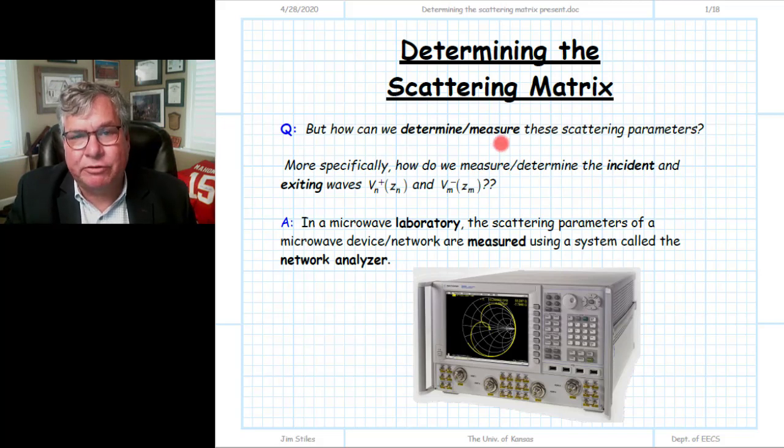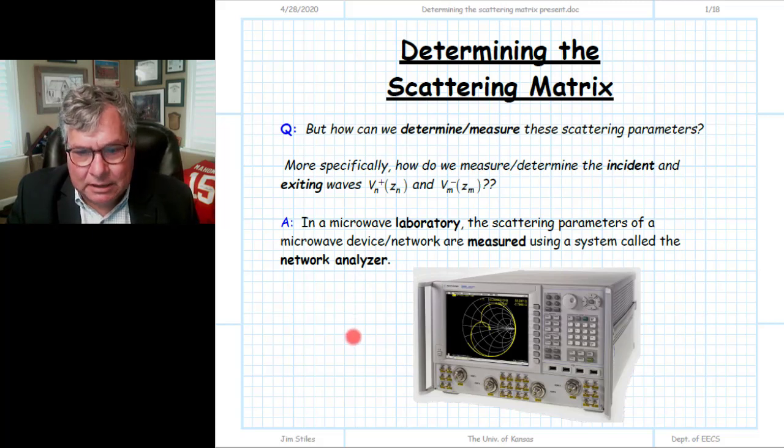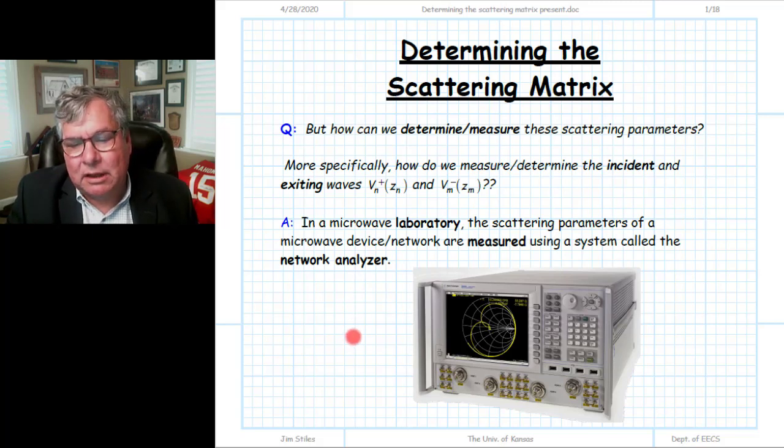The first is, how do we measure the scattering parameters in a laboratory? If we have a physical device that we've purchased or we've designed and built, how do we go through and figure out what these scattering parameters are? There is a piece of test equipment, a very expensive piece of test equipment called the network analyzer that will go through and take these measurements that will determine the scattering parameters for a multi-port device. Again, they're very expensive, tens of thousands of dollars, a little bit complicated to use. You have to know what you're doing.